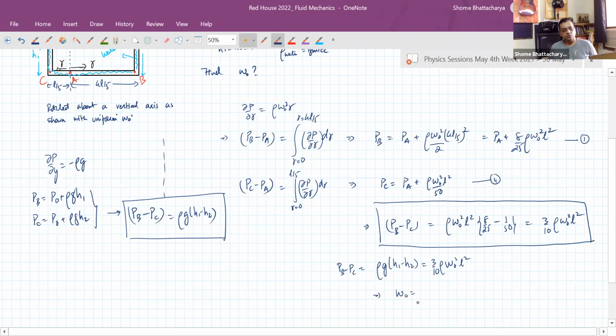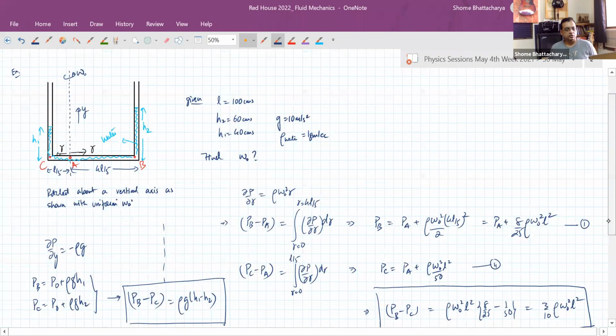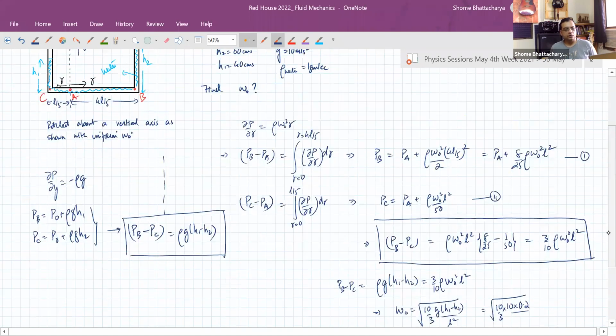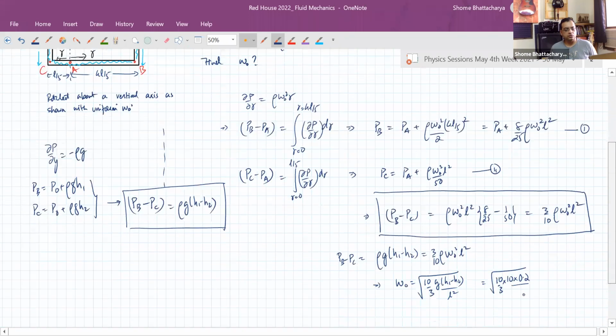So omega naught will become square root of 10 by 3 g into this height difference divided by L square. So the height difference was, I think, 20 centimeters, right? 0.2, divided by L was 100 centimeters or 1 meter.